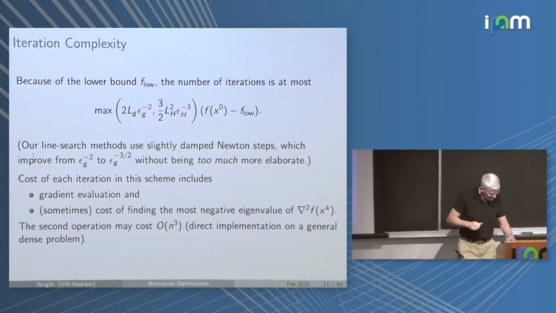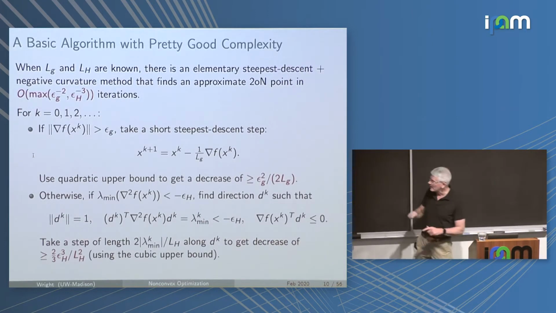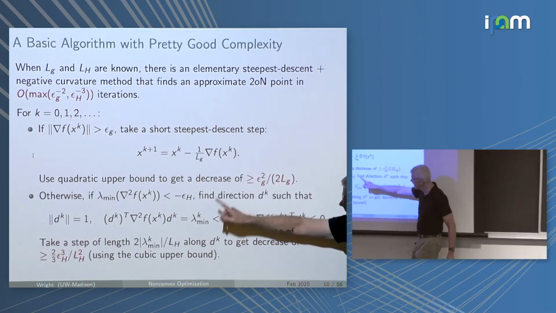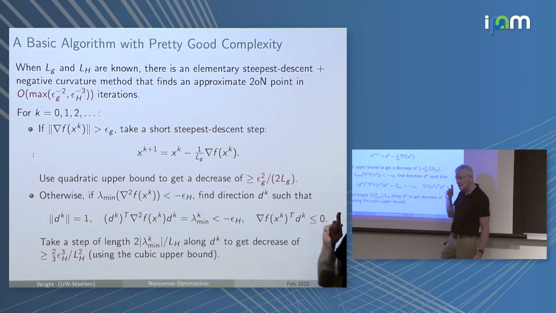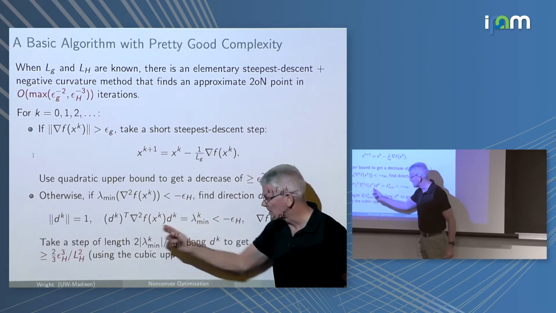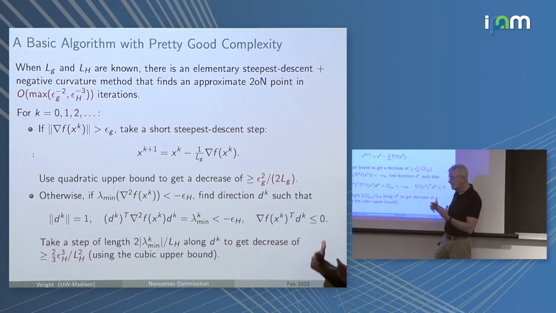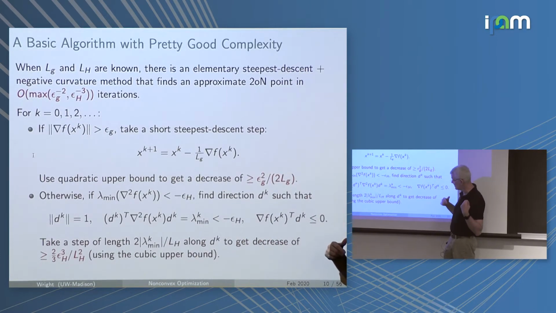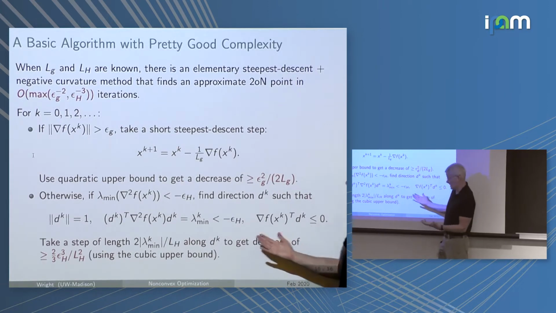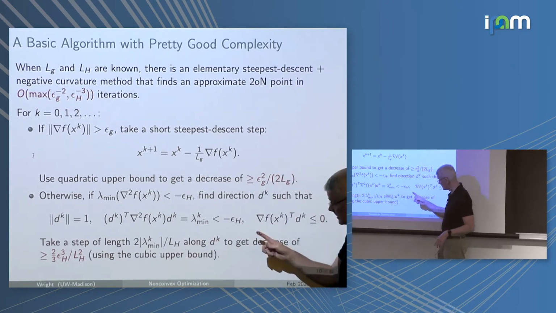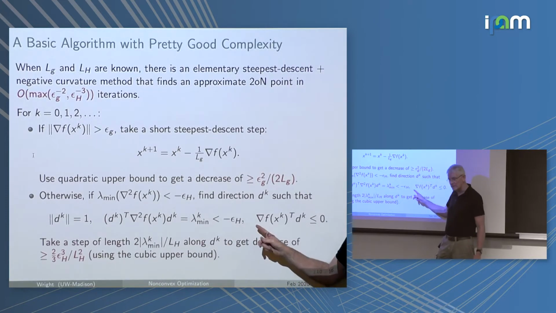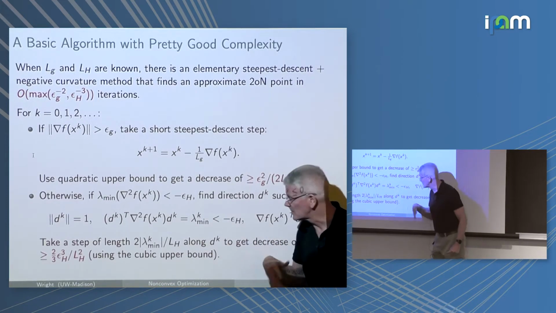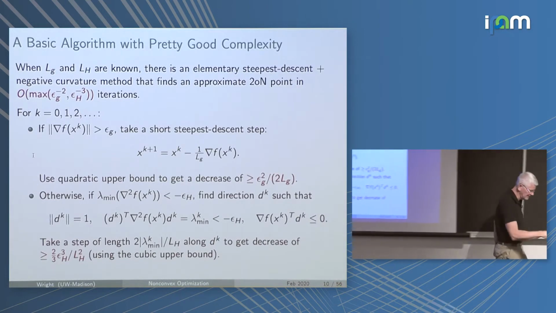If you take a step of the first kind, you're just evaluating a gradient. That's not very expensive. If you're taking this step here, you need to know the smallest eigenvalue. The most obvious way to do that is a complete eigenvalue factorization. That's an order n cubed process in general. Well, you might say you don't really need that, because all you need is the smallest one. And you don't even need the smallest one, you just need one that's smaller than minus epsilon h. And it turns out you can get those a lot more cheaply.